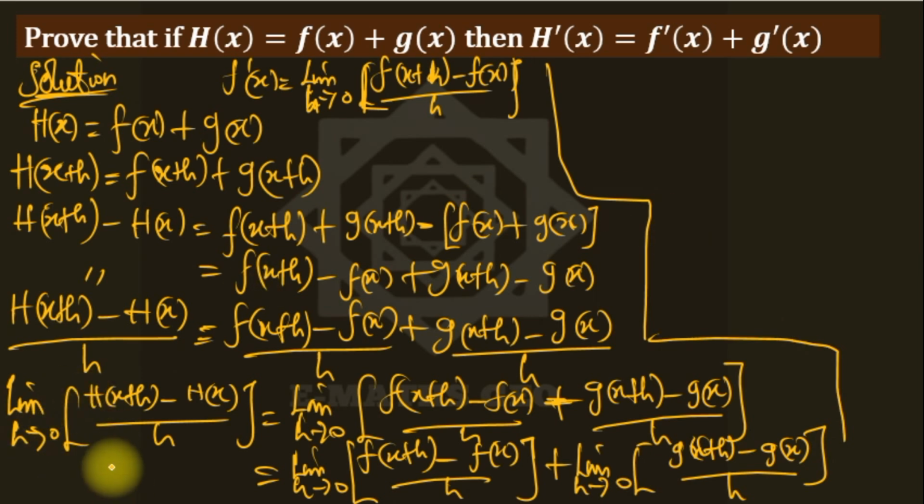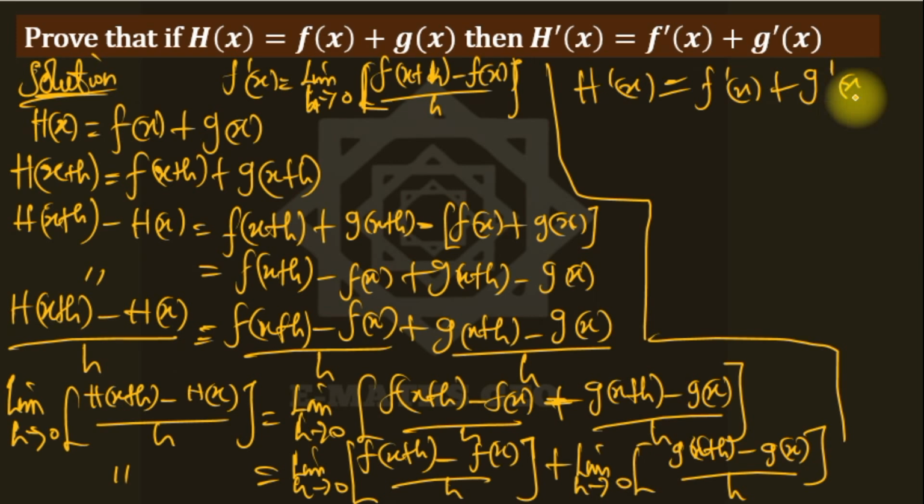Yes, because on the left hand side we have h prime x. If you look at this, this is the derivative. So this is h prime x, while on the right hand side this is f prime x plus this g prime x. So we've proved that from the first principle.